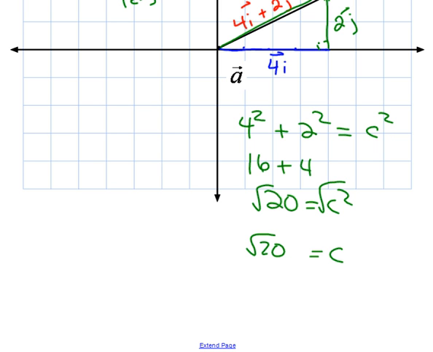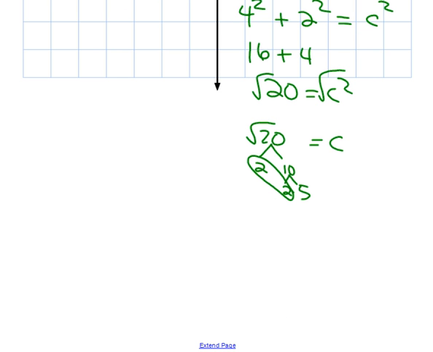And then we need to break this down and write it in the most simplified fashion. So some of you may look for prime numbers, so 2 numbers that multiply together to give you 20. Some of you might say 2 and 10, and then 2 and 5. And you see that you have a pair of 2's. So you can take that 2 out, and it becomes 2 root 5.